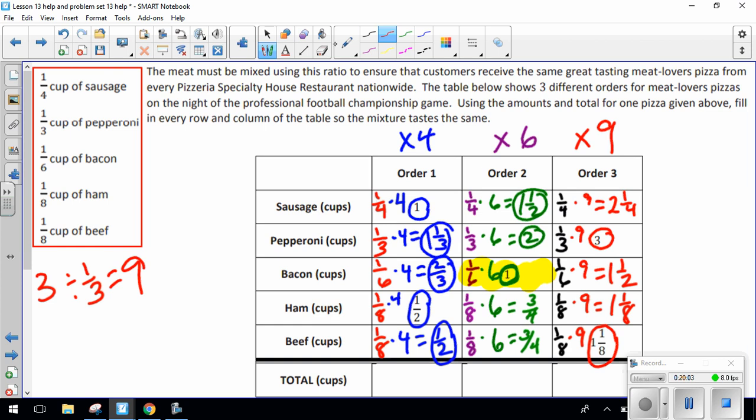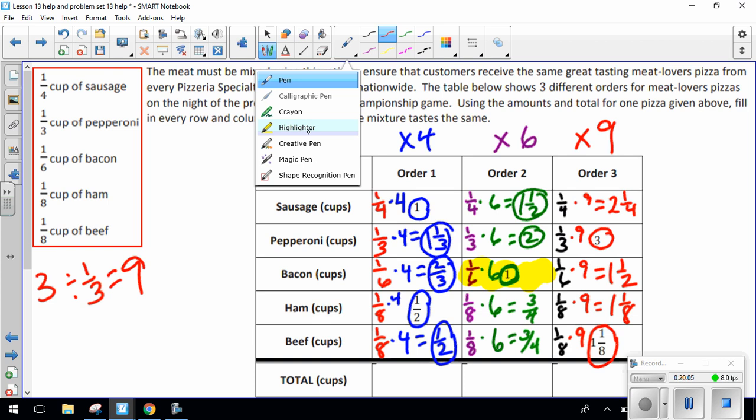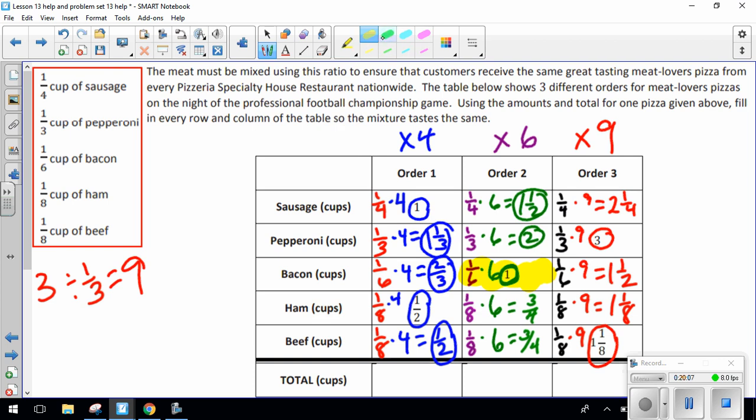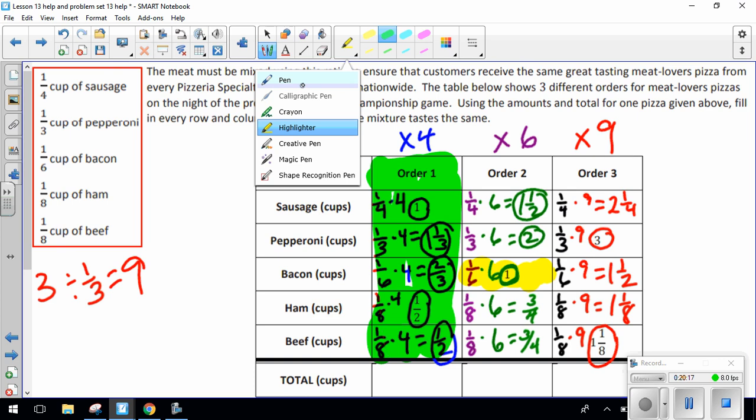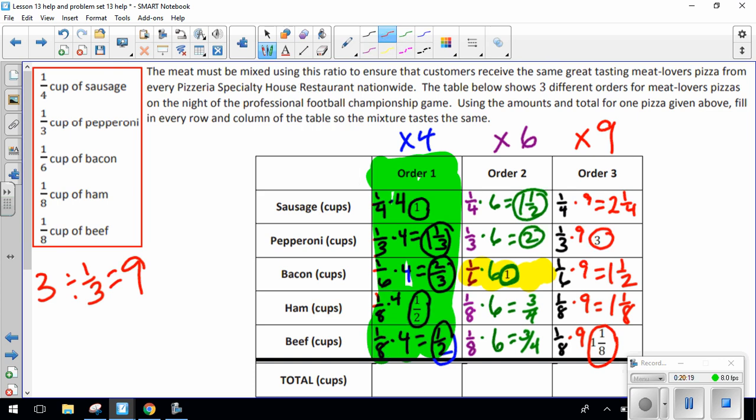So total cups. So let's see if I can do this. Total cups means take the total number of cups needed for order number 1 and add them. So you see all the numbers that I circled? What you're going to do is put them in your calculator and find the total cup. Then you're going to go to order number 2 and add up the numbers that I circled here for order number 2 to figure out the total number of cups down here.